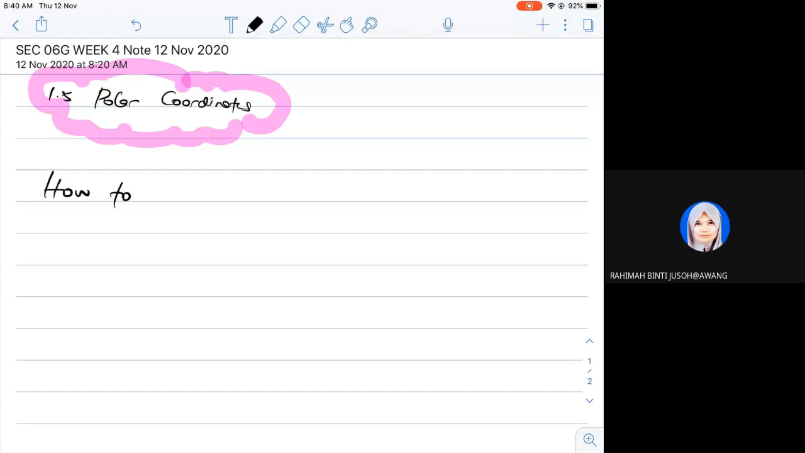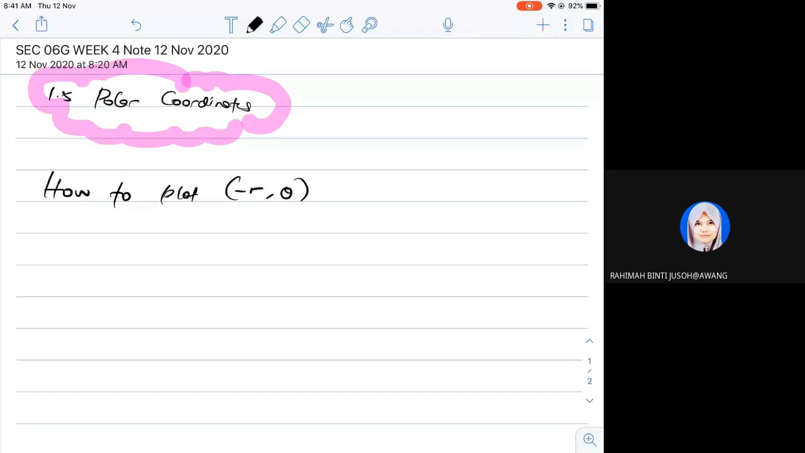How to plot negative r, theta. What happens when we have negative radius? I believe all of you already know how to plot the coordinate with positive radius, positive r, theta. You don't have any problem.